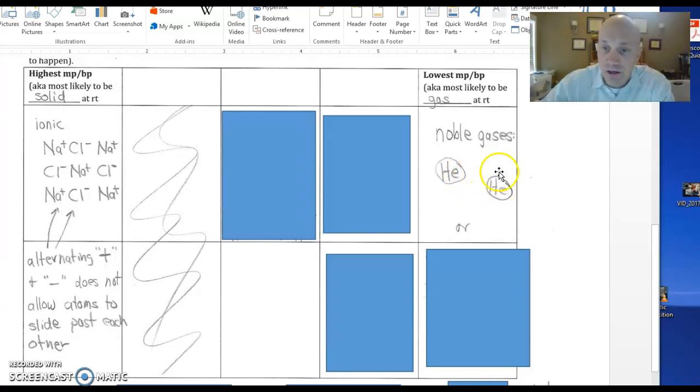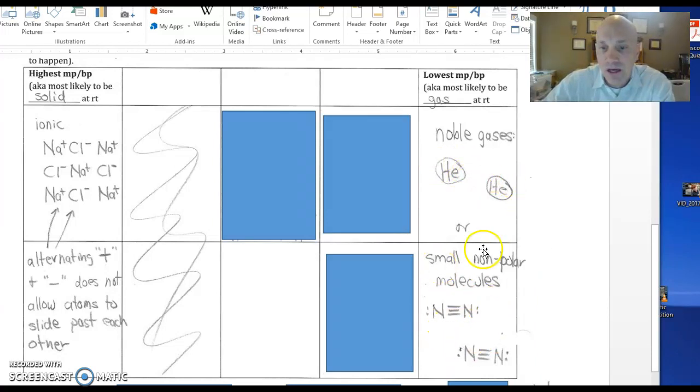But hopefully you know that at room temperature, helium is going to exist as a gas, and that's because there's not really a whole lot of reason for these to stick to each other. All right. Another category is going to be small nonpolar molecules. The nitrogen in the air exists as nitrogen molecules. But again, the only type of force that can exist between these is going to be the London dispersion forces.